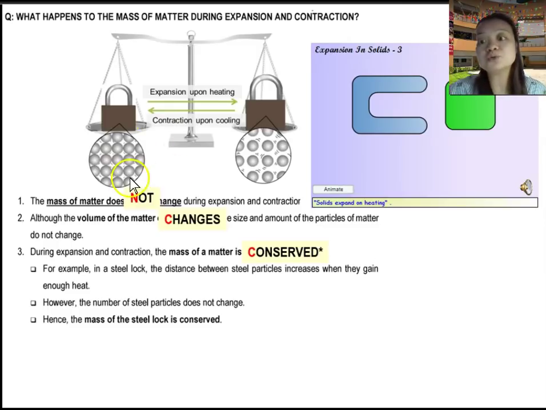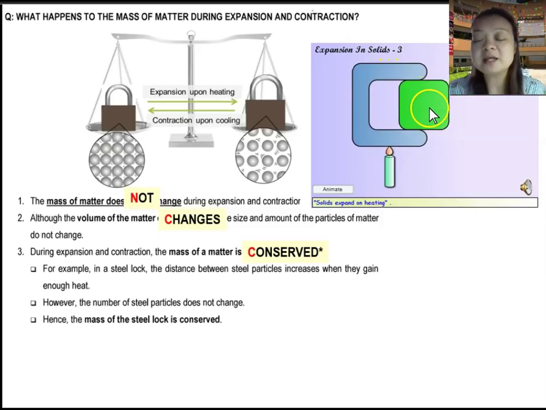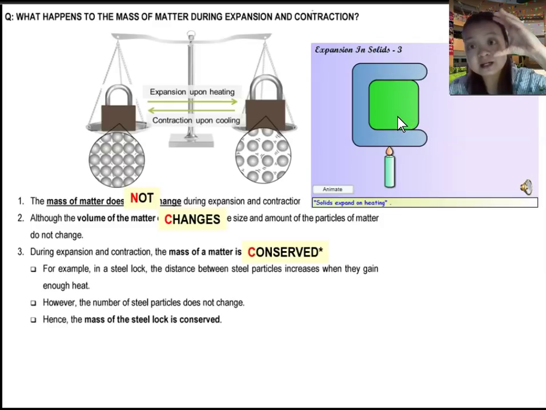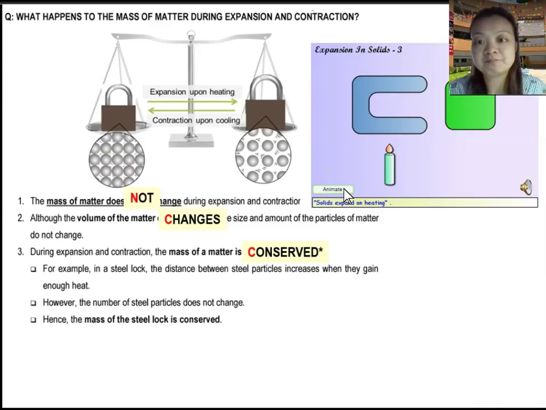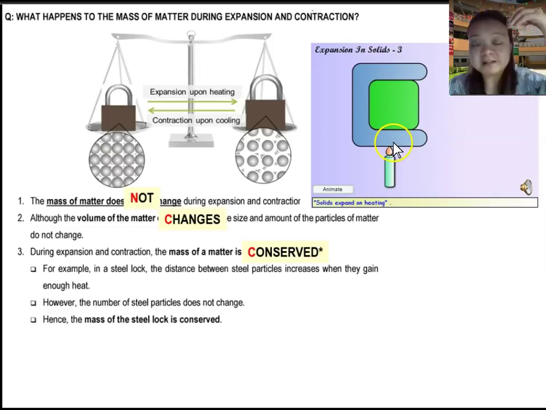I would like to show you this animation, maybe it'll be easier for you. See, when I heat this, it expands, but it is still the same particles. And then this green block can enter because it becomes bigger. So the space actually becomes bigger, and since it expands, now this green square block can fit into the original shape. So the mass doesn't expand, right? Why is it expanding then? Not because you're adding more particles, but because the distance between the particles is increasing.